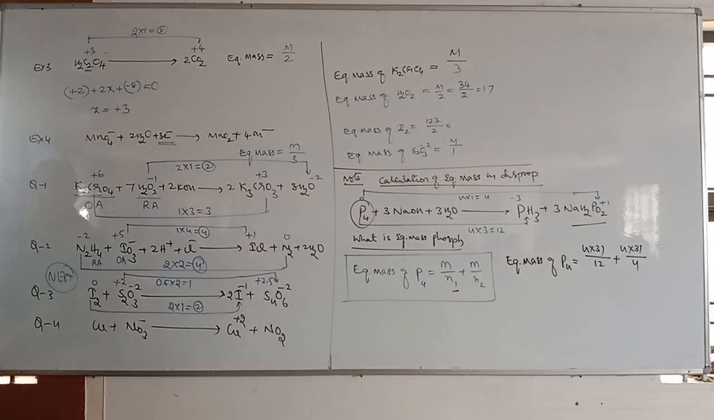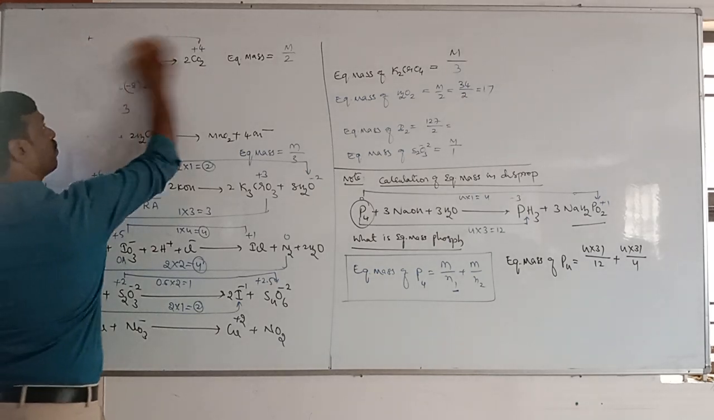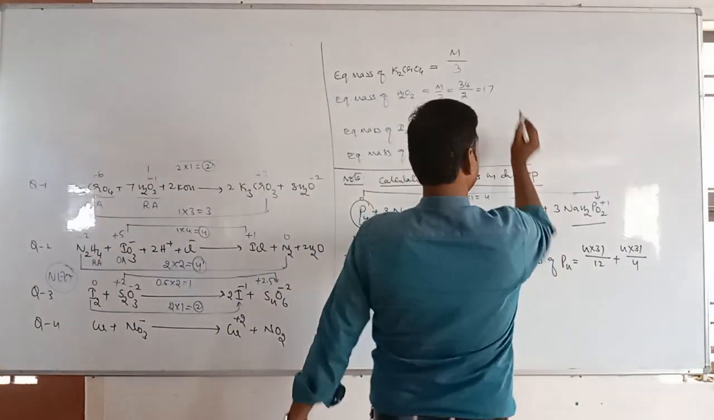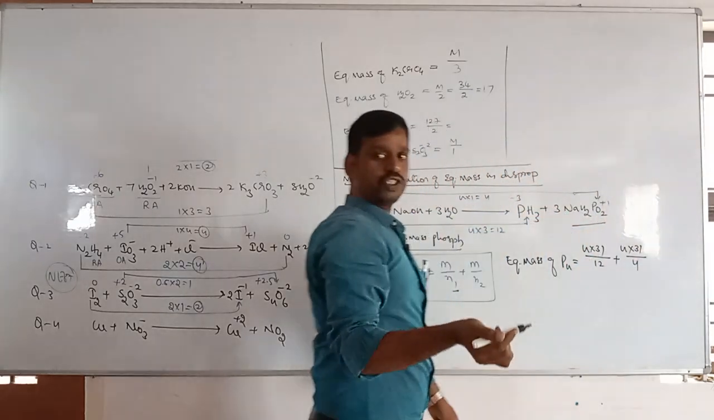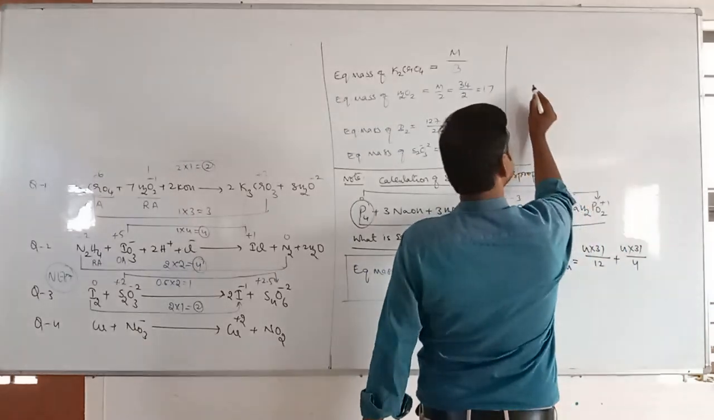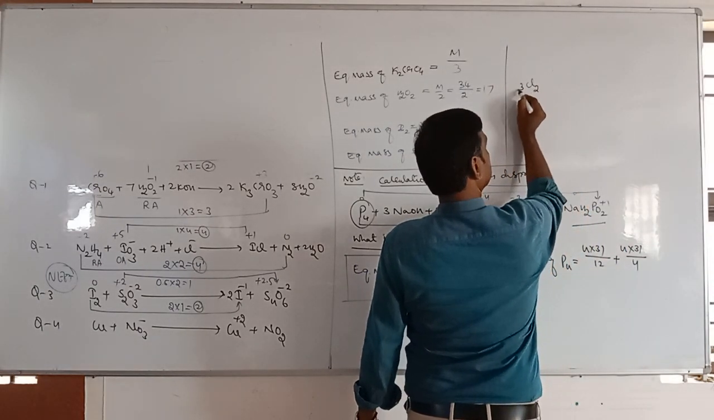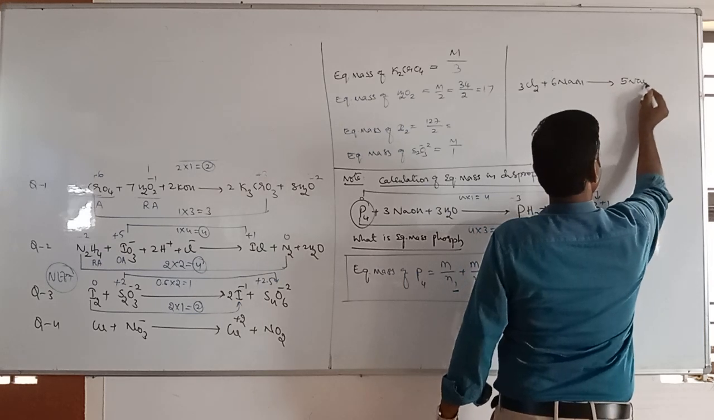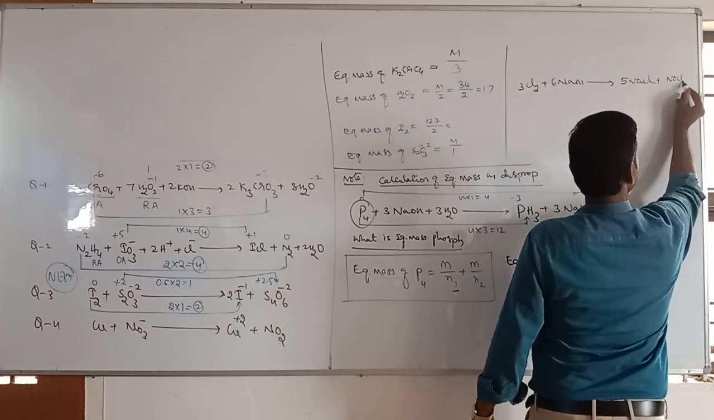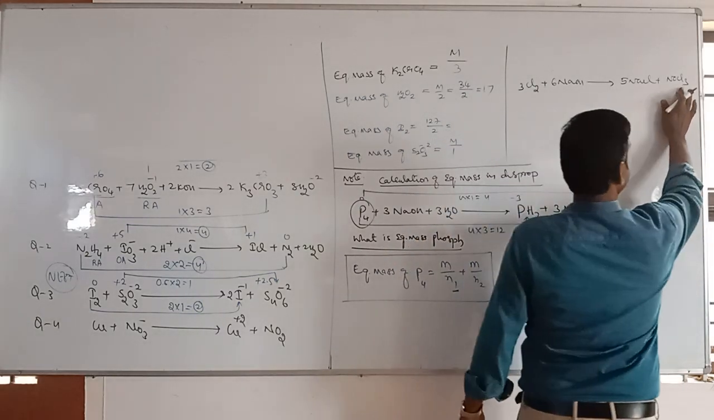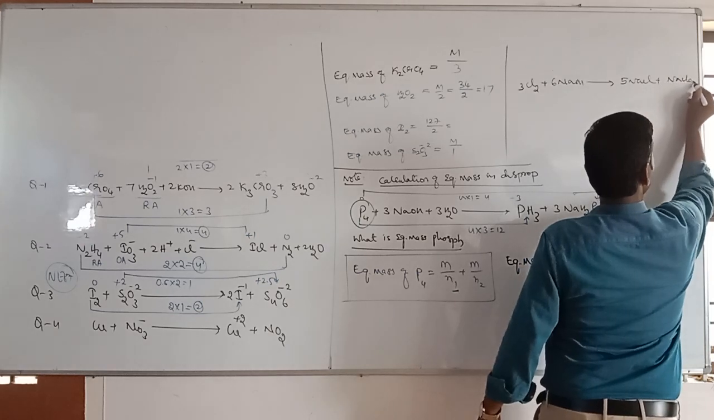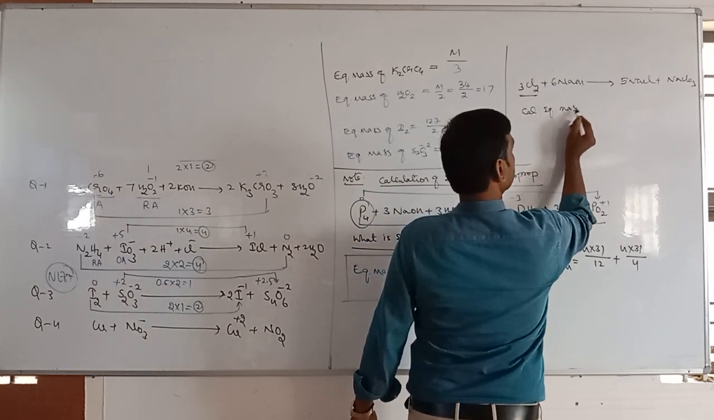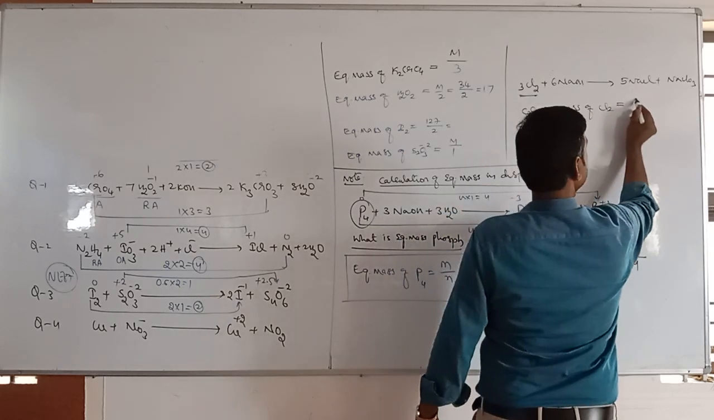Next, let's do one more example. Which example have you taken? The chlorine example: 3Cl2 plus 6NaOH gives 5NaCl plus NaClO3 plus 3H2O. Now calculate the equivalent mass of chlorine.